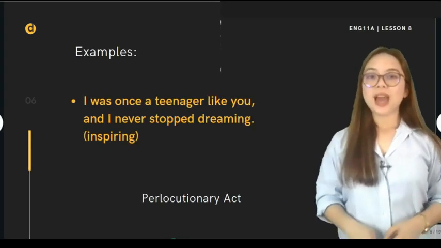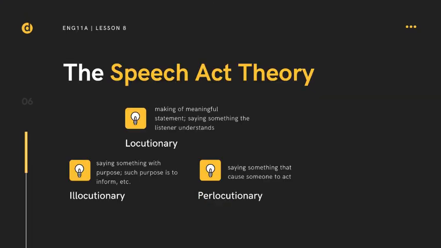So again, we have three speech act theories. First is locutionary, which means making meaningful statements or saying something like the listener understands. We also have illocutionary, which means saying something with purpose. Such purpose can be to inform, to persuade, or others. We also have perlocutionary, that is saying something that causes someone to act. A locutionary act can be illocutionary or perlocutionary.